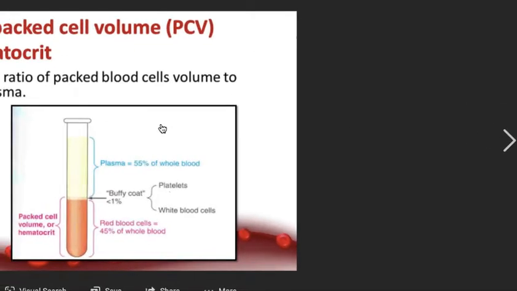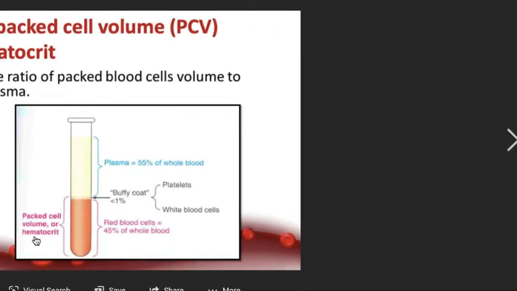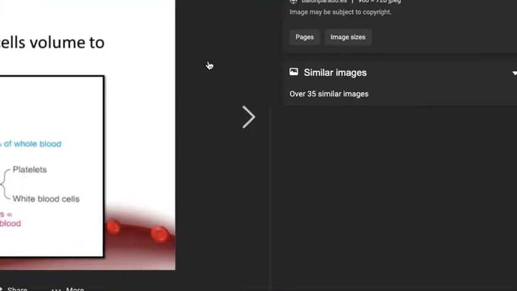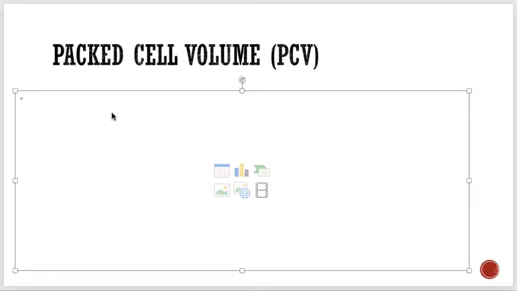So you can see again this one, the packed cell volume or hematocrit. All the cells, they measure and they find. And this one is the red blood cell volume. Of course, removing the WBC, what is left is this one.